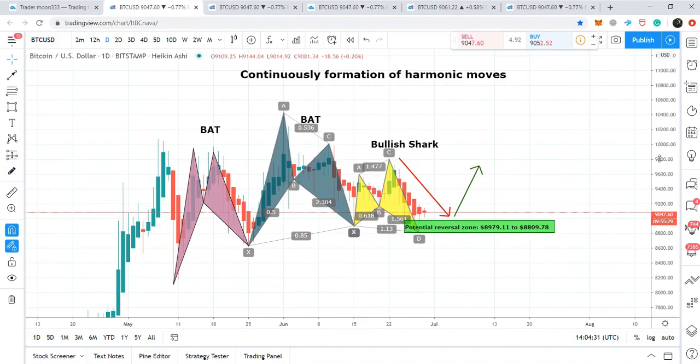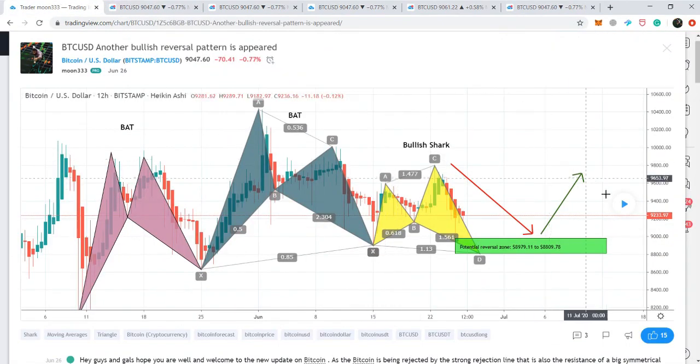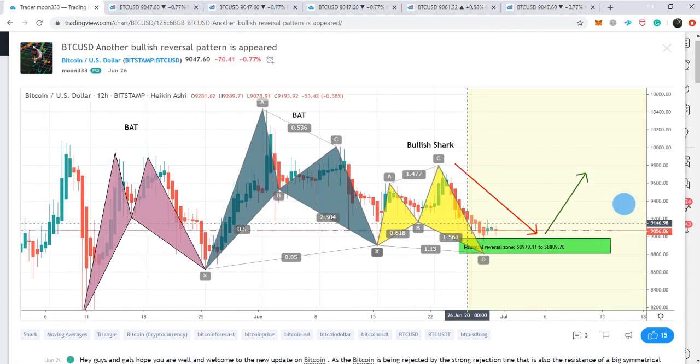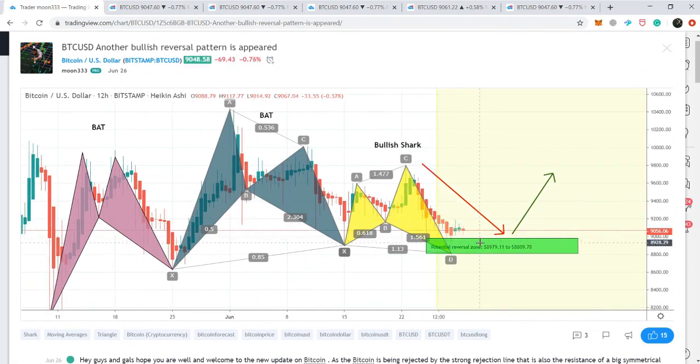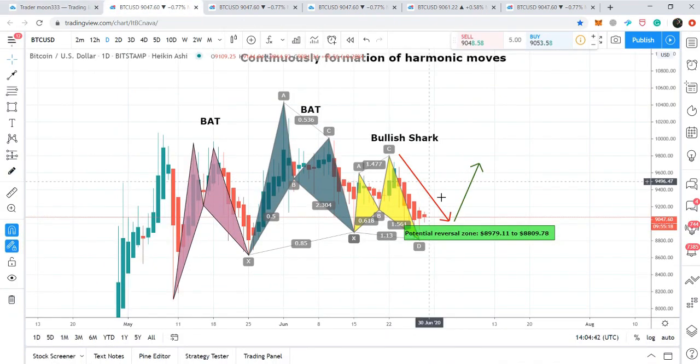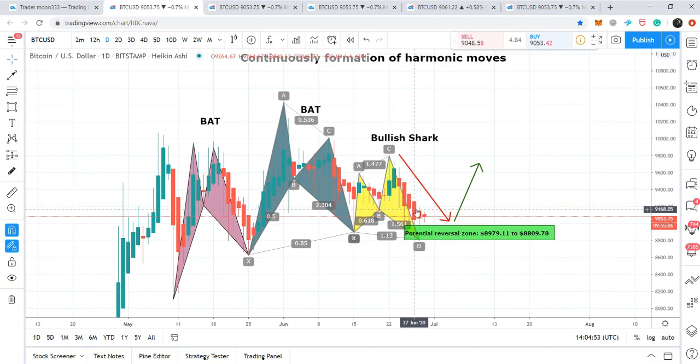And finally, we can see the price action. For example, if I play this idea, we can see that the price action has completed this final leg of the bullish Shark. This potential reversal zone of the bullish Shark starts from $8,979 and ends at almost $8,809. So far, the price action has spiked down to $8,830 as per the Bitstamp exchange.